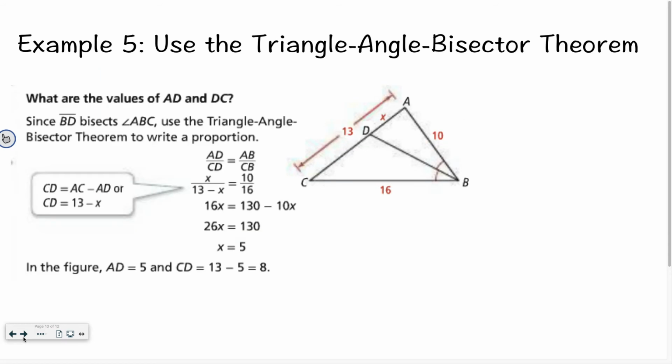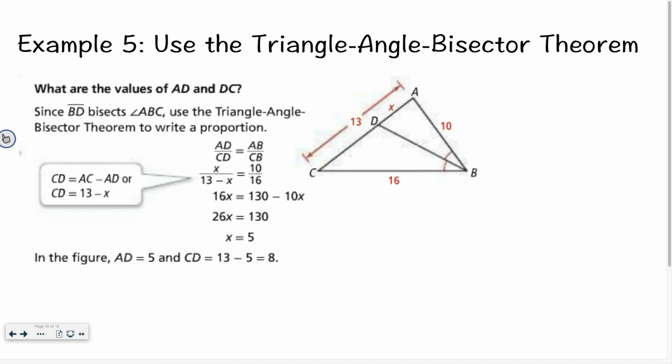Okay, then example 5, we're going to use the triangle angle bisector theorem. So if we have this given triangle, we want to know what are the values of AD and DC. So we know that AD is X units long. We know AC is a grand total of 13. And we want to figure out what those measures are. So we know BD bisects angle ABC. You can tell by the drawing, we have the congruency symbols. And we want to use the triangle angle bisector theorem to write a proportion.